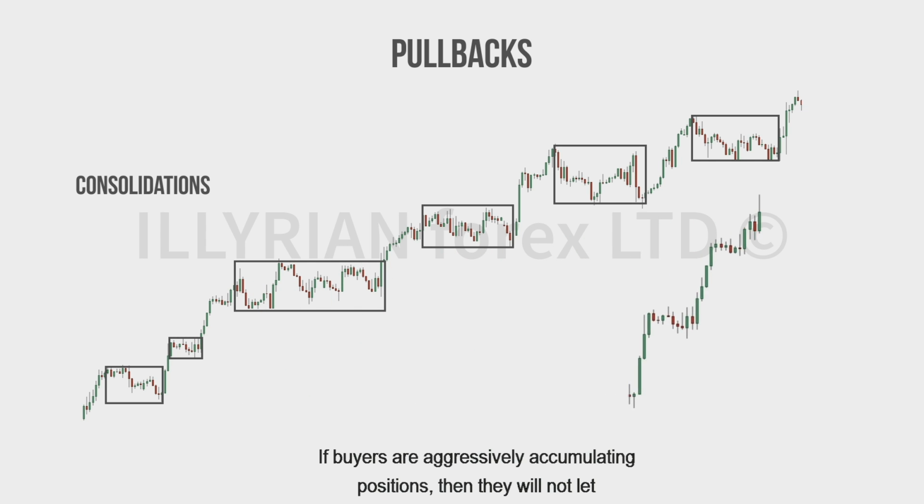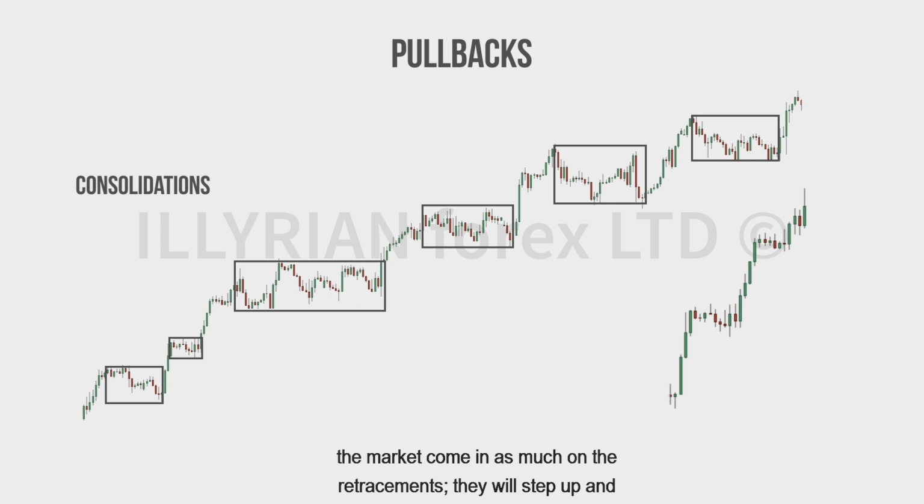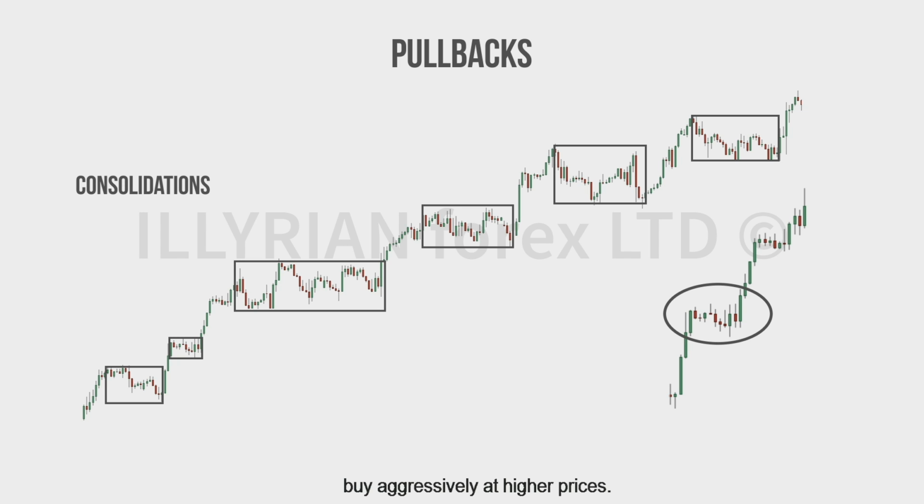If buyers are aggressively accumulating positions, then they will not let the market come in as much on the retracements. They will step up and buy aggressively at higher prices. This will result in shallower, smaller pullbacks compared to a situation in which buyers are relatively more complacent.